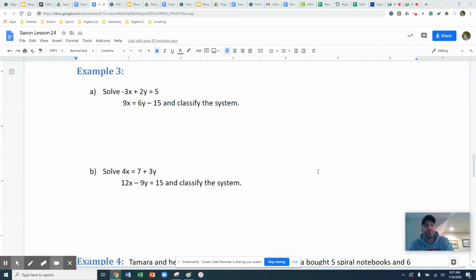Hey there, Algebra 2A. Welcome back to the second installment of Lesson 24, where we are going to continue to look at solving systems by using elimination.